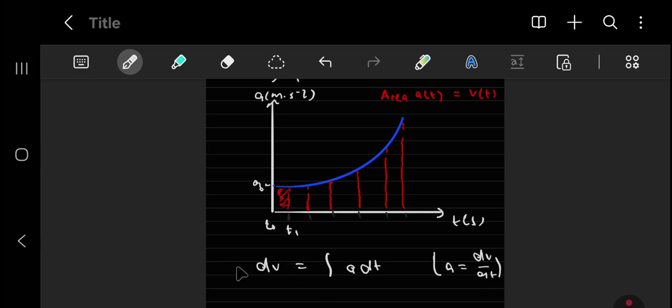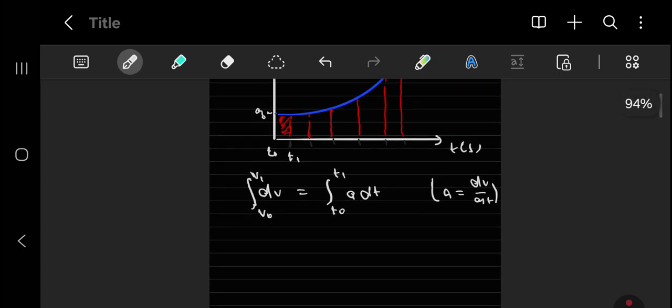Then in this case, the integral of that is equal to the integral of that. So let's put in our boundaries. This is going to start at t naught and go to t1. This one is going to start at v naught and go to v1, right? And then let us agree what I'm going to get here is v1 minus v naught, which is just the change in velocity. This is equal to the integral from t naught to t1 of a dt.